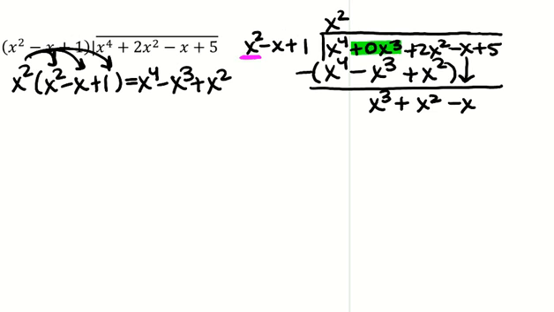Okay. Now, I'm thinking, what do I multiply x squared by to get x to the 3rd? That's going to be x. And so then I multiply in this x.